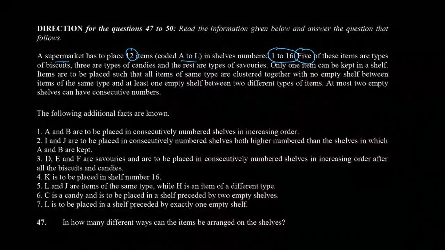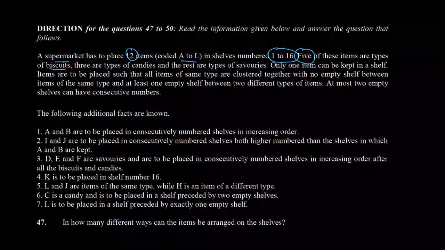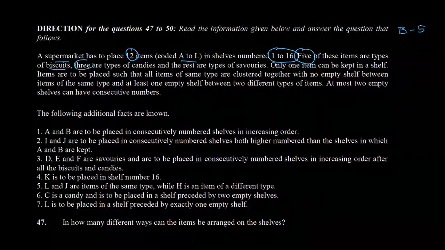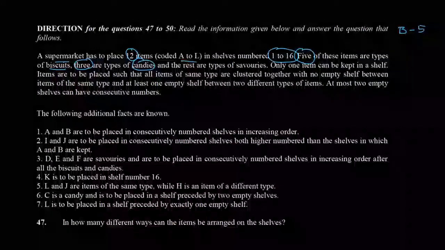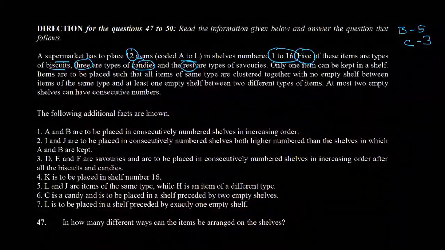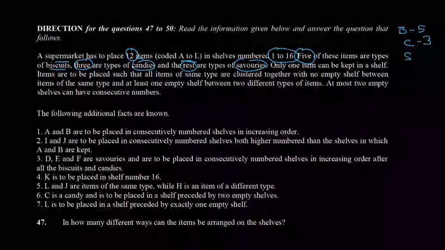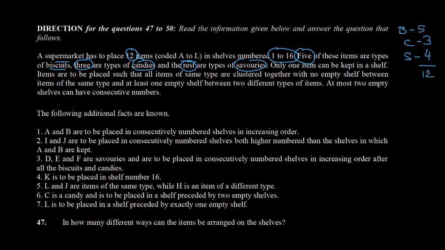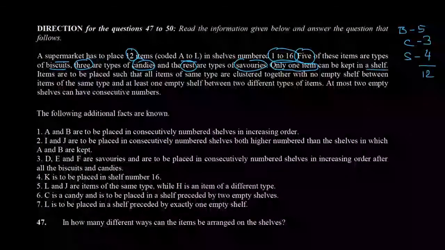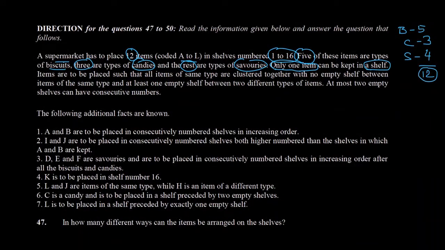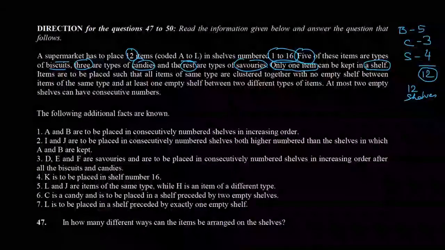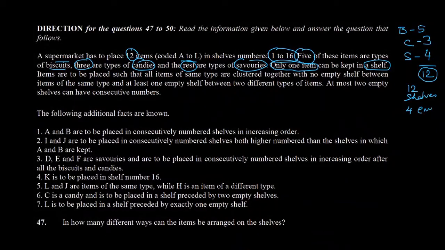We are told that 5 of these items are biscuits. So we have 5 biscuits. 3 are candies. So we have 3 candies. And the rest are savories. So we have 4 savories. So total of 12 items. It is told that only one item can be kept in a shelf, which means that 12 items can come in 12 shelves. And we have 16 shelves, so we will have 4 empty shelves.